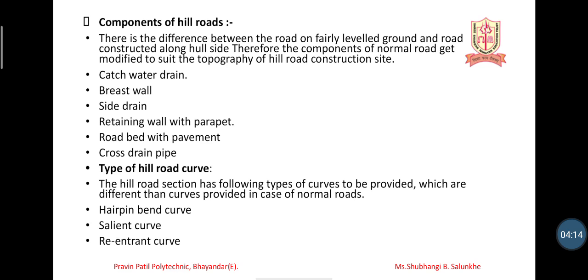Then the type of hilly road curve. Obviously the curves present on a hilly road are different from our normal road. The curves that should be present are the hairpin bend curve, salient curve and the re-entrant curve.